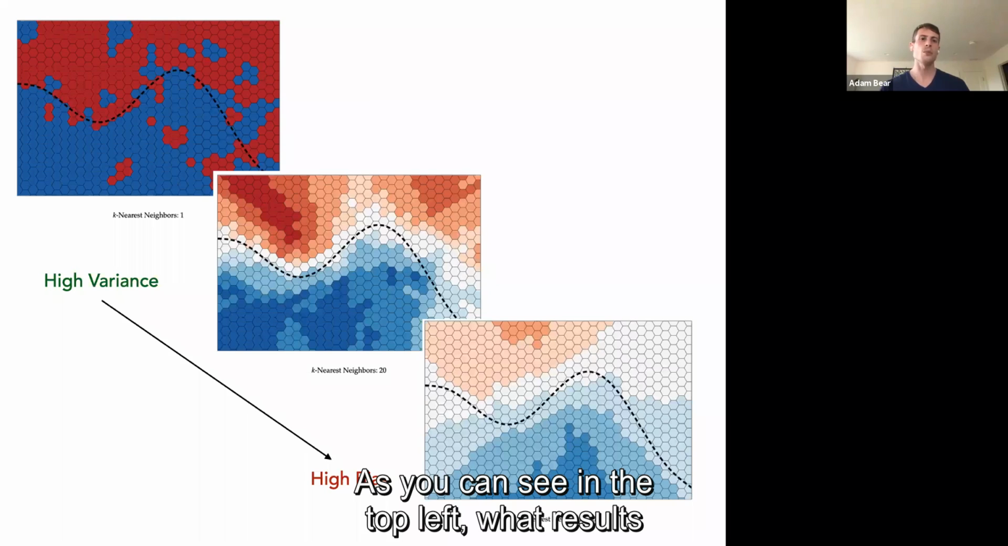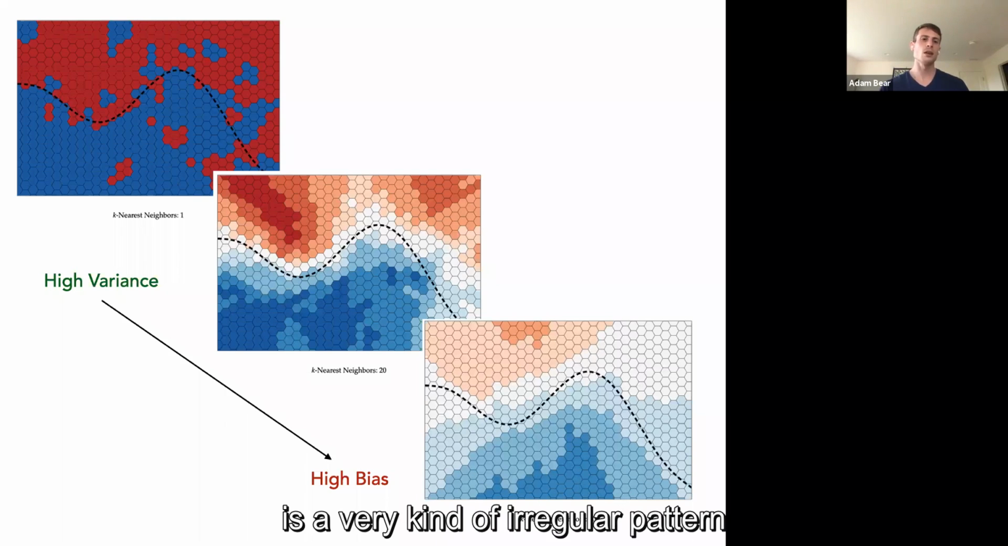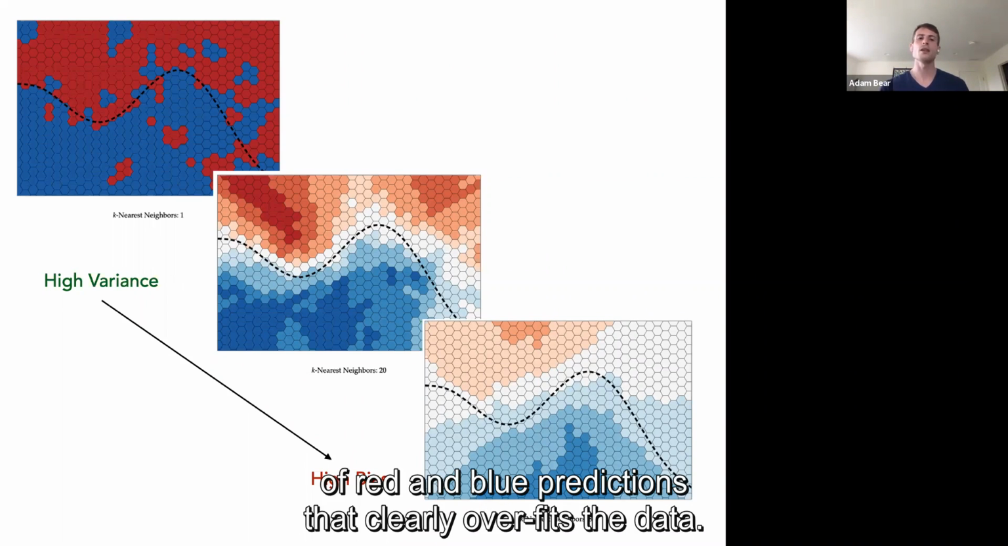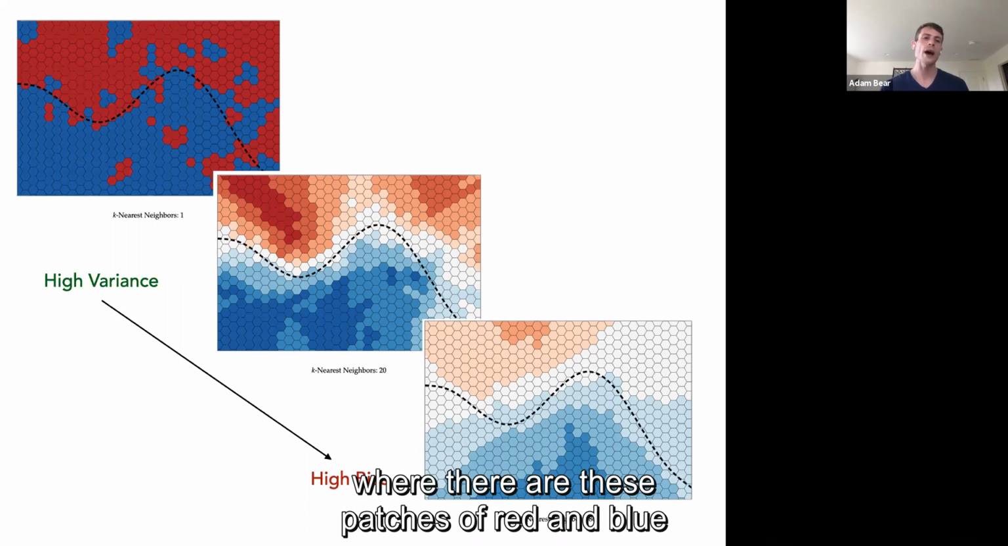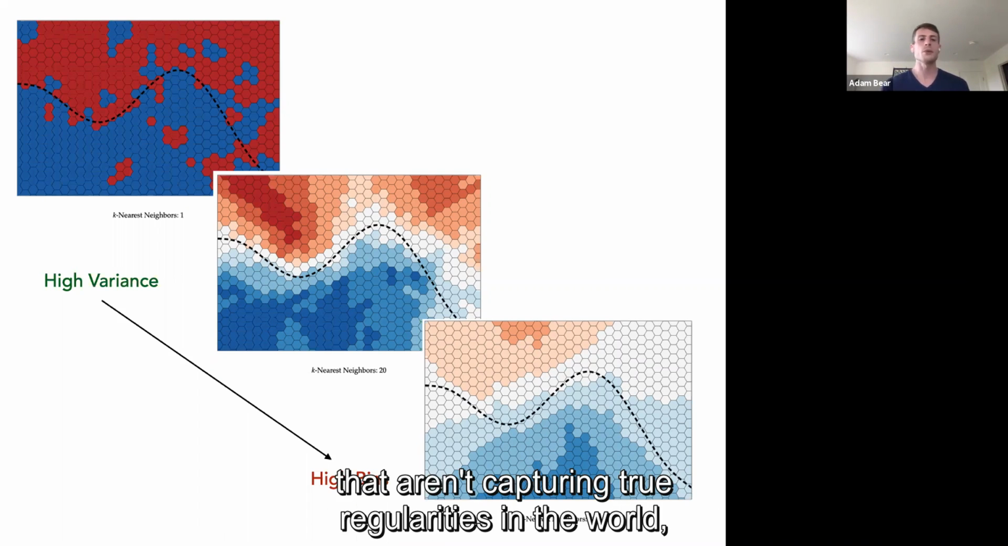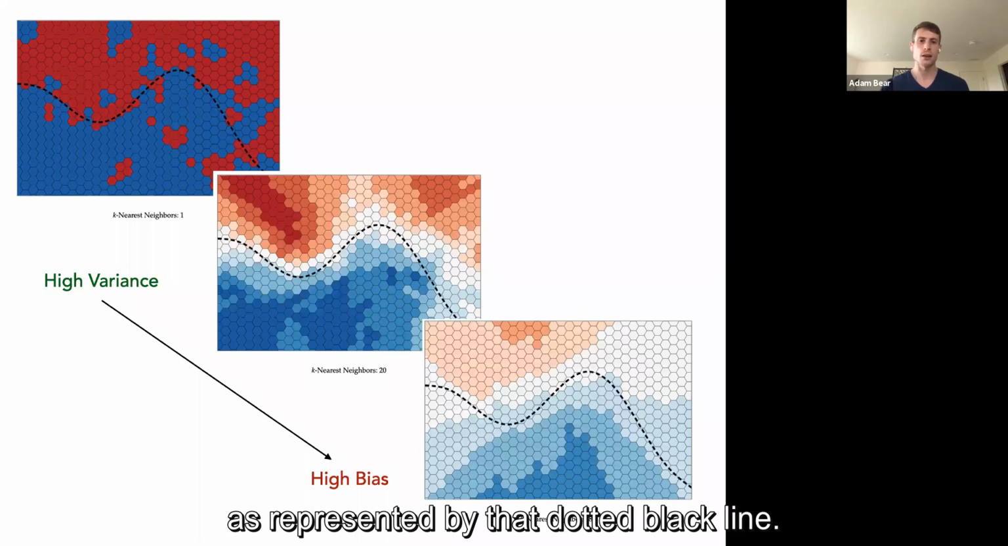As you can see in the top left, what results is a very irregular pattern of red and blue predictions that clearly overfits the data. So there's clearly a lot of noise here from the training data, where there are these patches of red and blue that aren't capturing true regularities in the world as represented by that dotted black line.